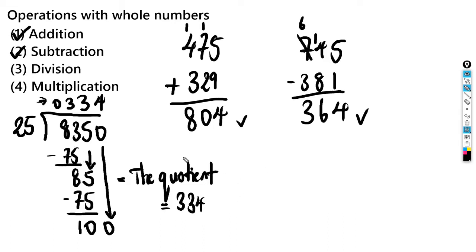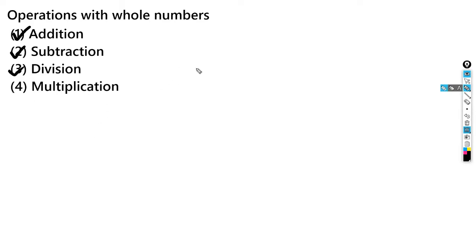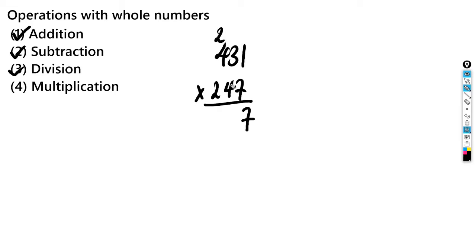All right, so let's look at multiplication now. We're going to have 431 times 247. So 7 times 1 would give us 7 here. 7 times 3 would give us 21, so 1 and carry 2. Then 7 times 4 would be 28. 28 plus 2 would give us 30.